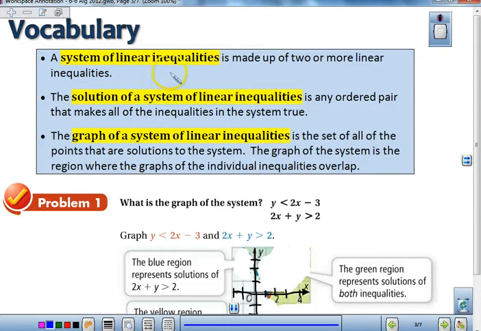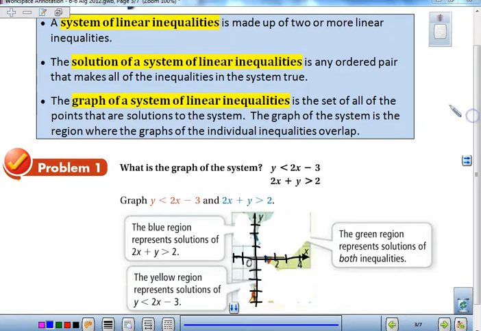So the vocabulary: a system of inequalities is made up of two or more linear inequalities. The solution to that system is any ordered pair that makes that inequality true. Now what you're going to see is that there's going to be infinitely many, whereas when we looked at solutions to just a system of equations, we only had one solution, no solution, or infinitely many. Now we're going to look at all the points that make it true. You should be able to graph the system of linear inequalities. It is the set of all points that are solutions. The graph of a system is the region where the graphs of the individual inequalities overlap.